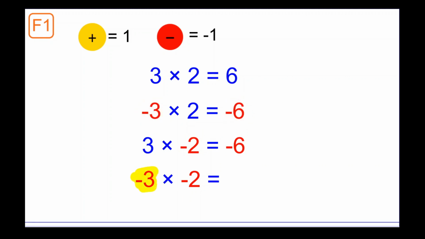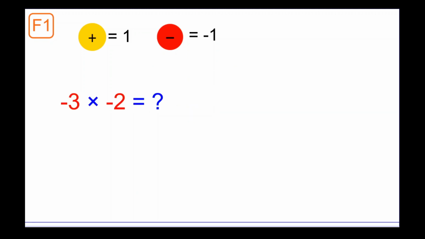If we change the 3 to negative 3 and the 2 to negative 2, what do we get? Take a moment to guess. If you have a pen and paper, write down your guess, and later on we'll see if you are correct. The way we're going to tackle this is to consider it as taking away 3 lots of negative 2.